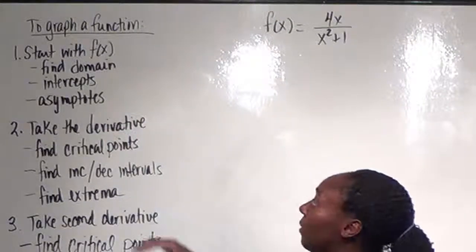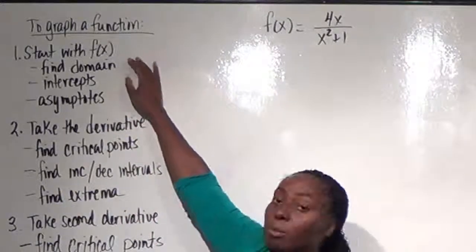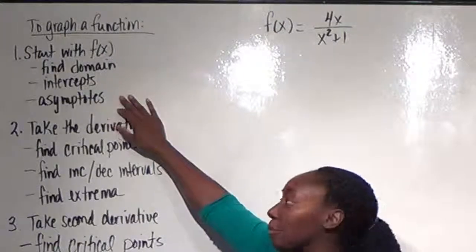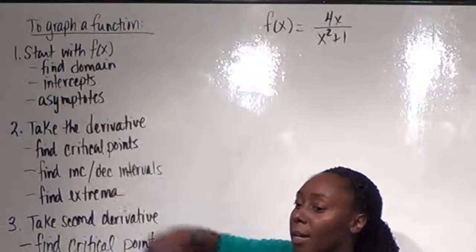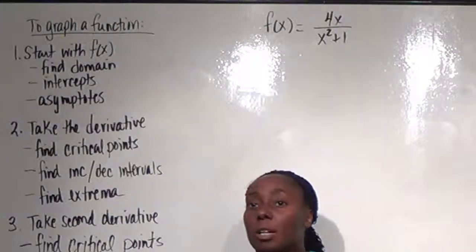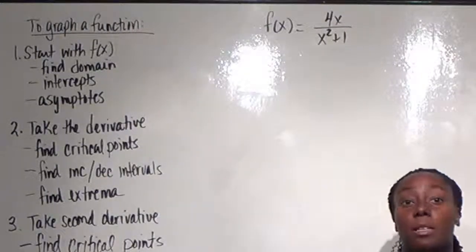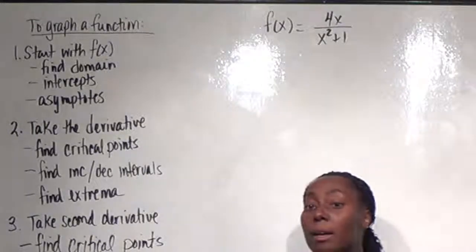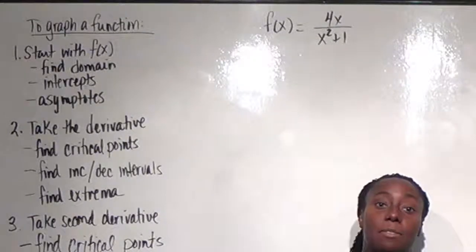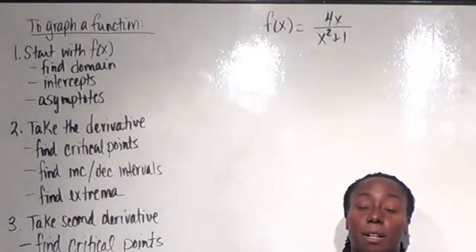Given a function f of x, the first thing we're going to do is dissect that information. So we're going to find the domain, find the intercepts, and find the asymptotes. The intercepts and asymptotes are useful because then we get an idea of what's happening in different intervals of the graph. But the domain is important because it gives us the intervals that the function is defined on.